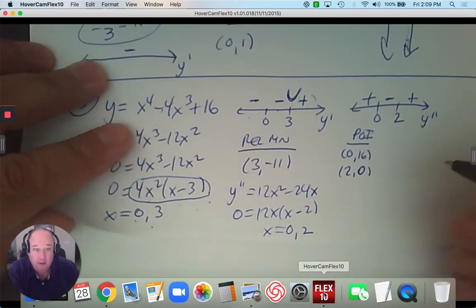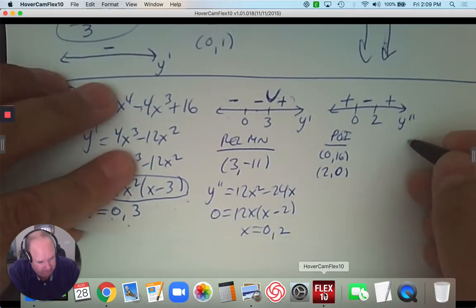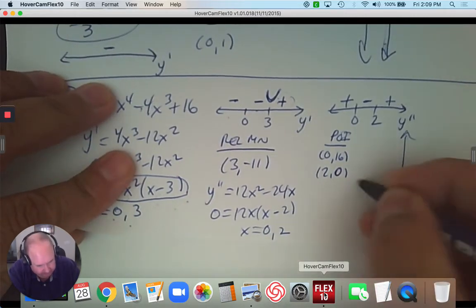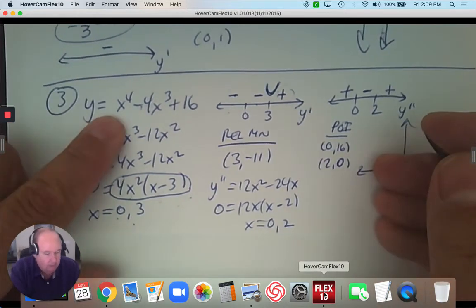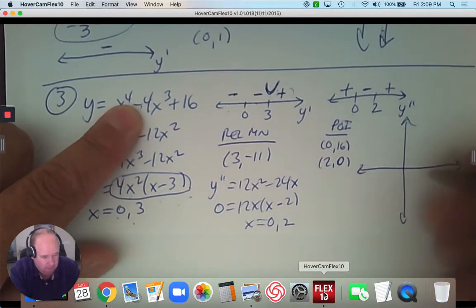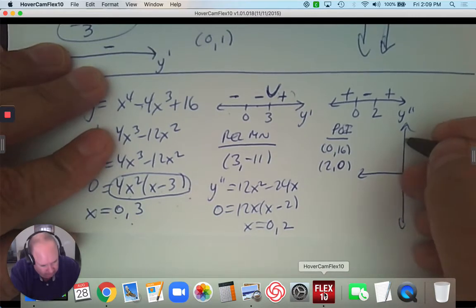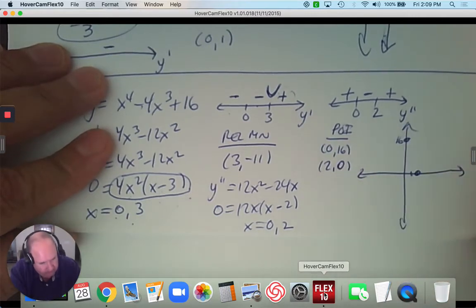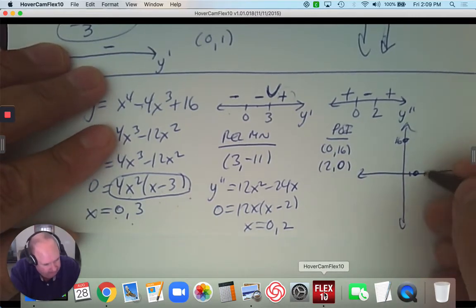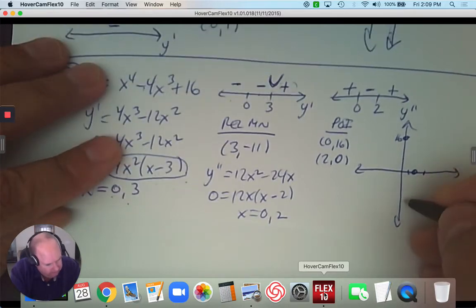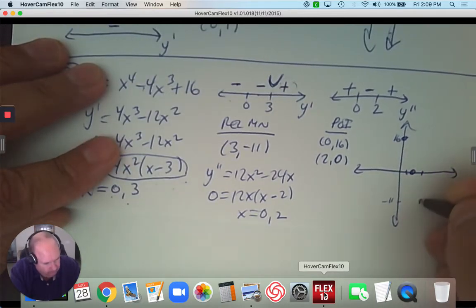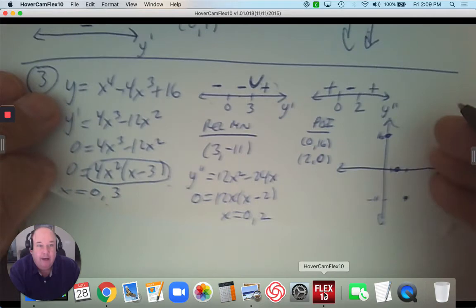Well, we're ready to go. The only thing we have to think about at the end is maybe end behavior. So the end behavior here, positive with an even exponent, both ends go up. So we have 2, 0, we have 0, 16. We'll just put it up there somewhere. 3 and negative 11. Just sketching it.